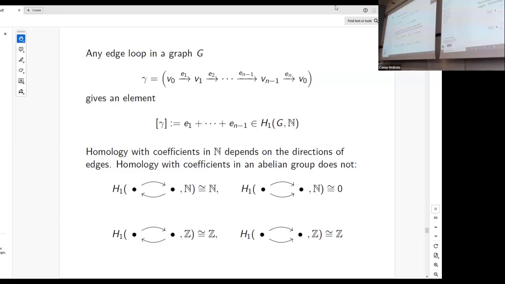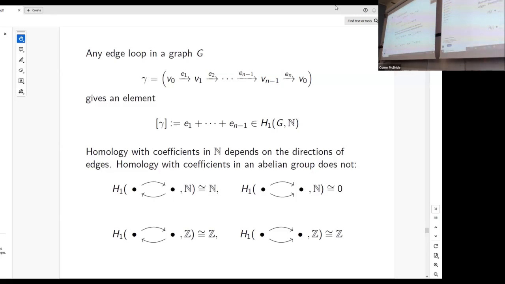Whereas this graph here has no loops in it, no directed edge loops. So its first homology is trivial. It's the initial commutative monoid, which is 0.